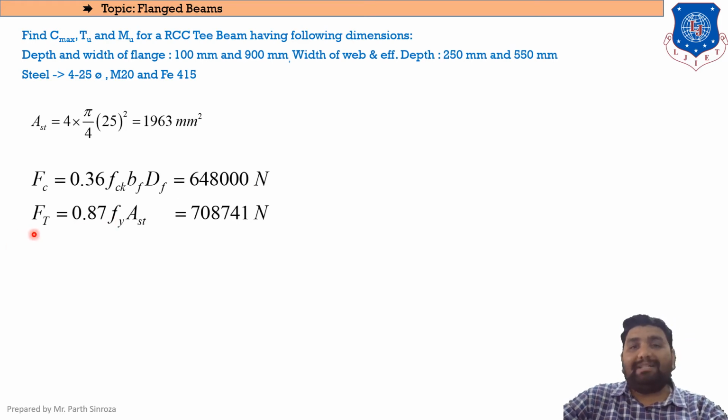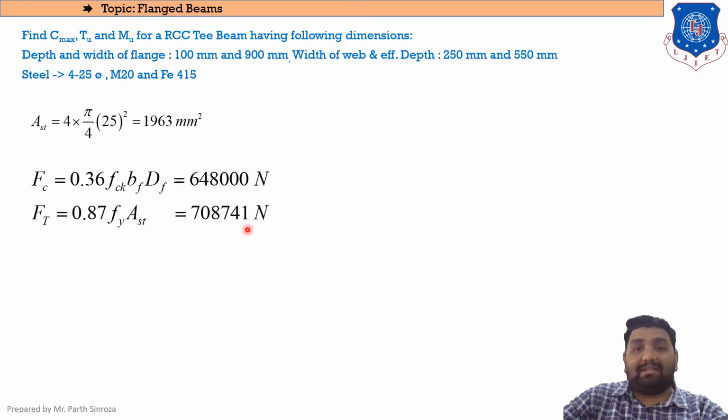Now moving on to the tension force. Tension force, in whatever chapter or topic we deal with, is always equal to 0.87 Fy AST, because it depends upon the steel bars. Clear? So 0.87 Fy. Fy is the strength of the steel bar or the grade of steel being used. In this case Fy will be 415 Newton per mm square. AST is the area of steel bars. We have already obtained it to be 1963. So solving everything, we get 708,741 Newton.